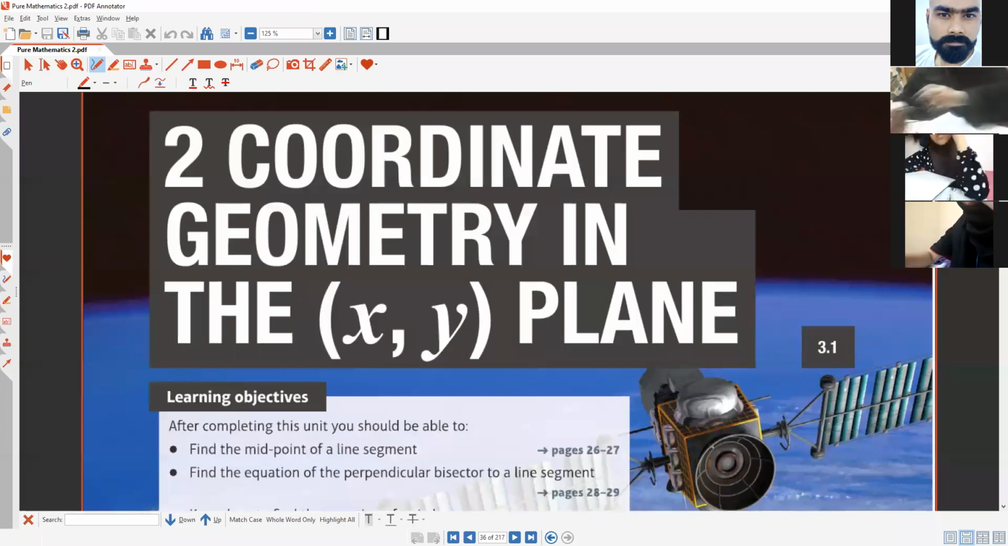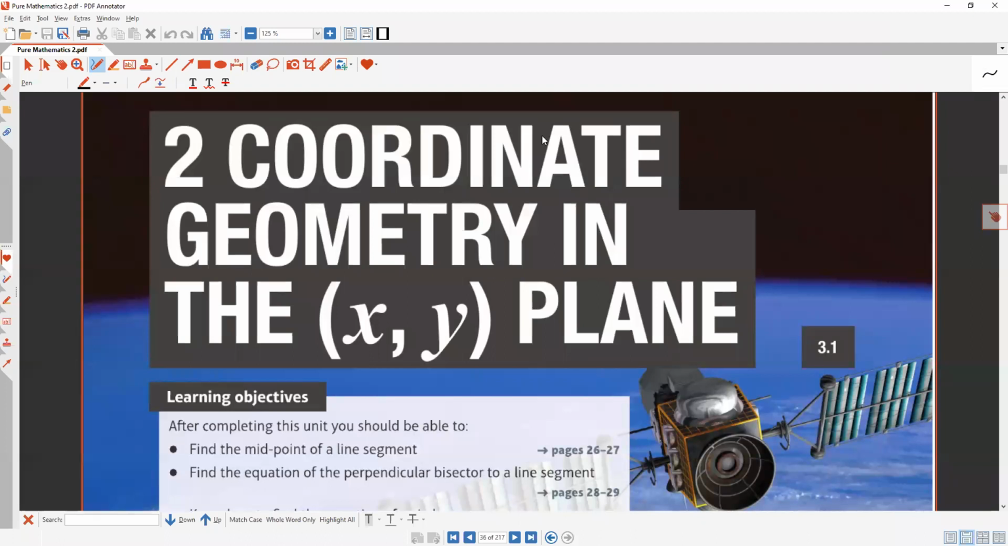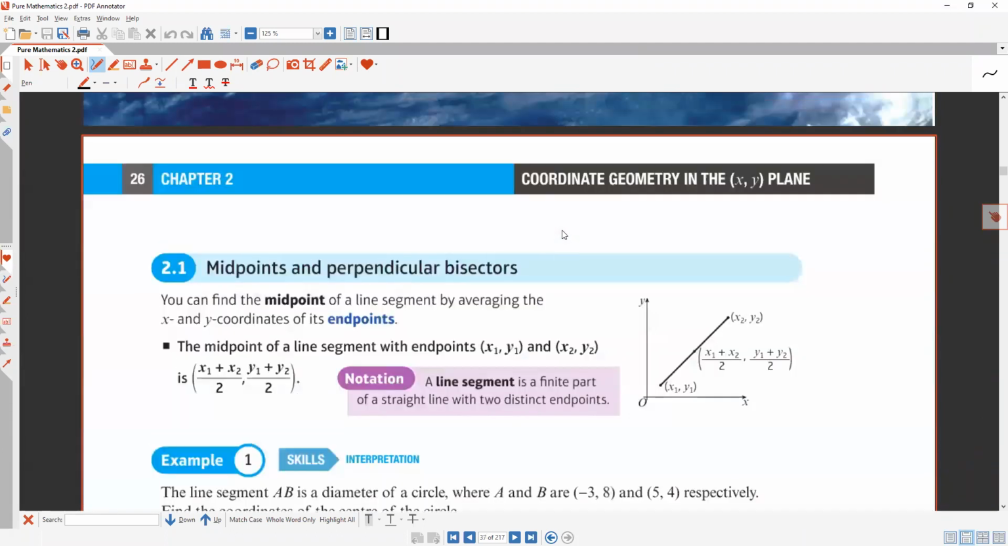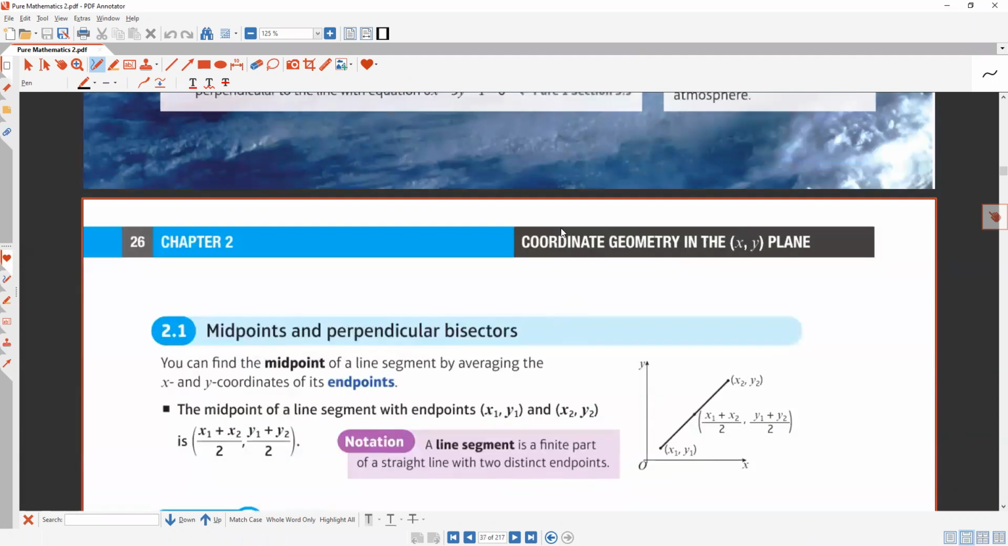This is the chapter of P2 we are doing. Okay, so this is the chapter we are doing. Now, this is something we are supposed to know. We are supposed to know how to find midpoints between two coordinates.